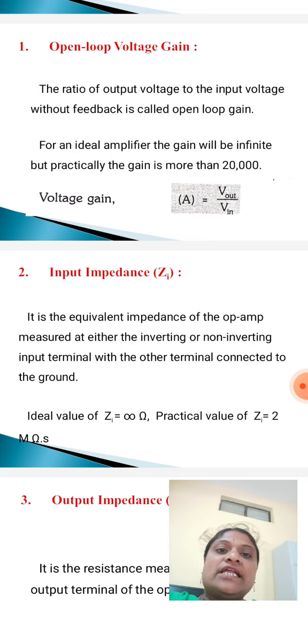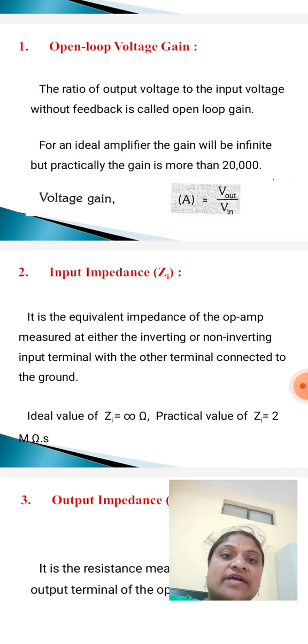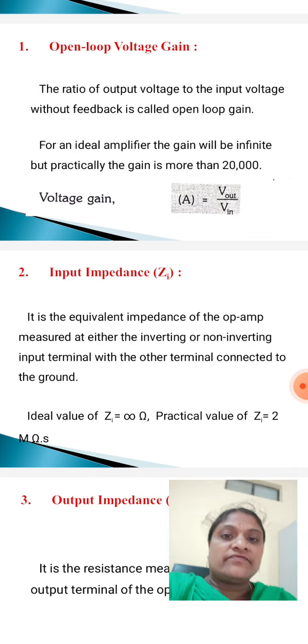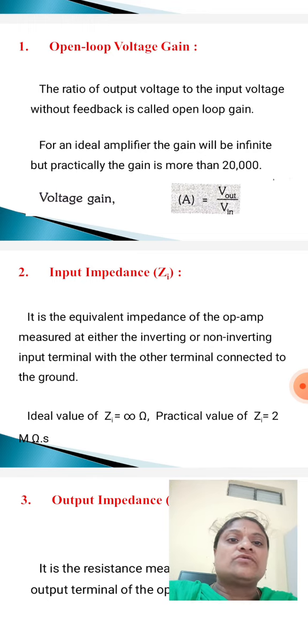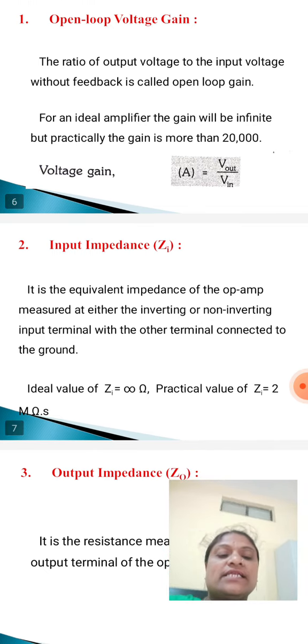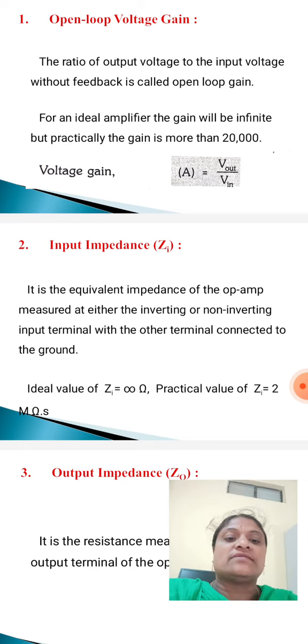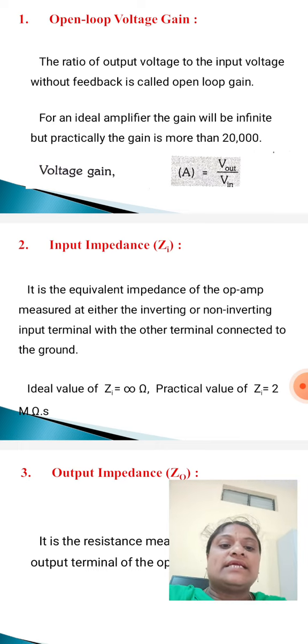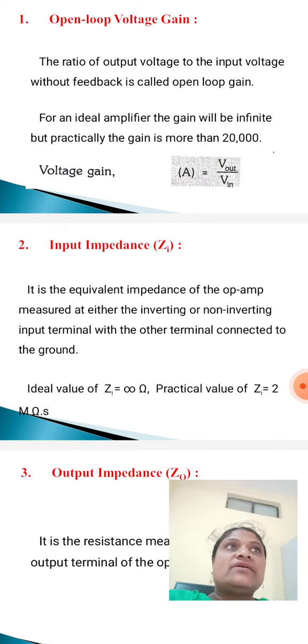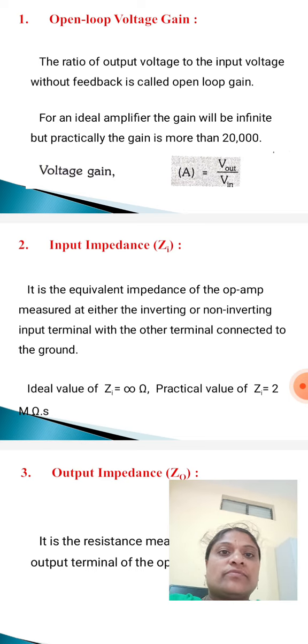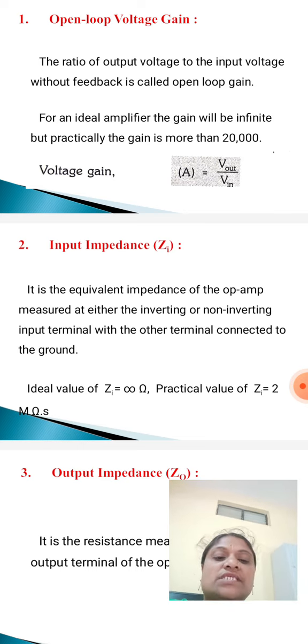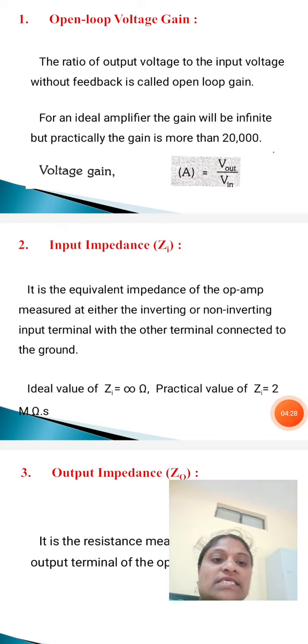For an ideal amplifier, the gain will be infinite. But practically the gain is more than 20,000. Okay. So mathematically, the voltage gain is given by capital A is equal to V out by V in. Okay. So this is nothing but open loop voltage gain.